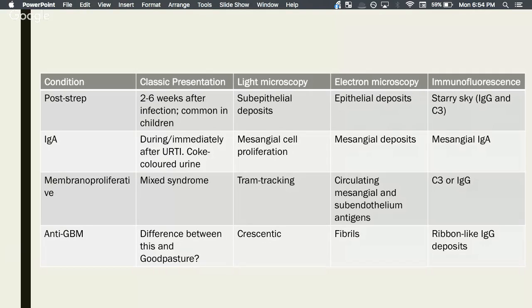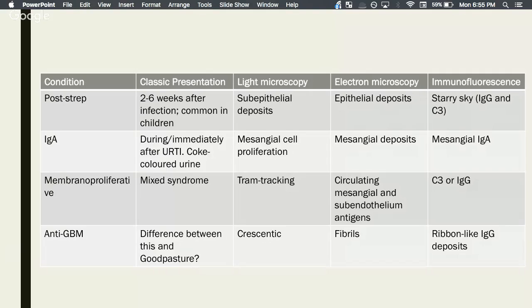Membranoproliferative, that's kind of like a mixed, it's both nephritic and nephrotic, and you have tram tracking on light microscopy, and that's the classic buzzword for membranoproliferative. And then finally anti-GBM. So you have crescents on light microscopy. Again, that's the classic buzzword of that, and then you have your electron and immunofluorescence.